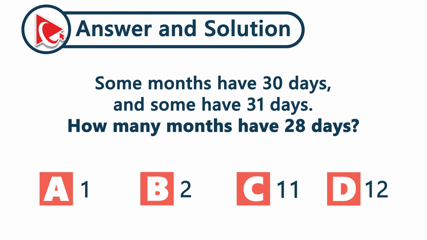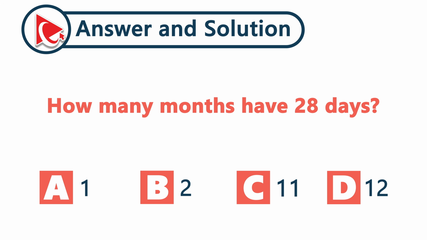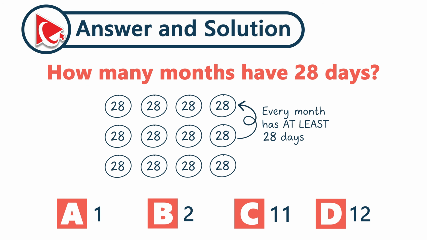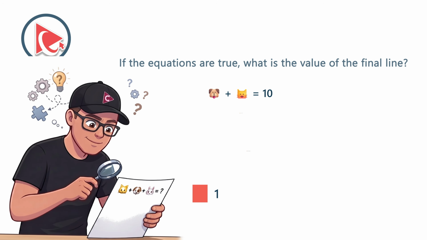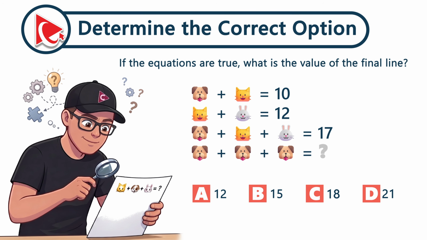Take a close look at the wording of this question. The trick is that the question asks how many months have 28 days, not how many have only 28 days. Every month has at least 28 days, and the correct answer here is choice D, 12. I love this question because it feels simple at first, but then it politely steals your confidence.